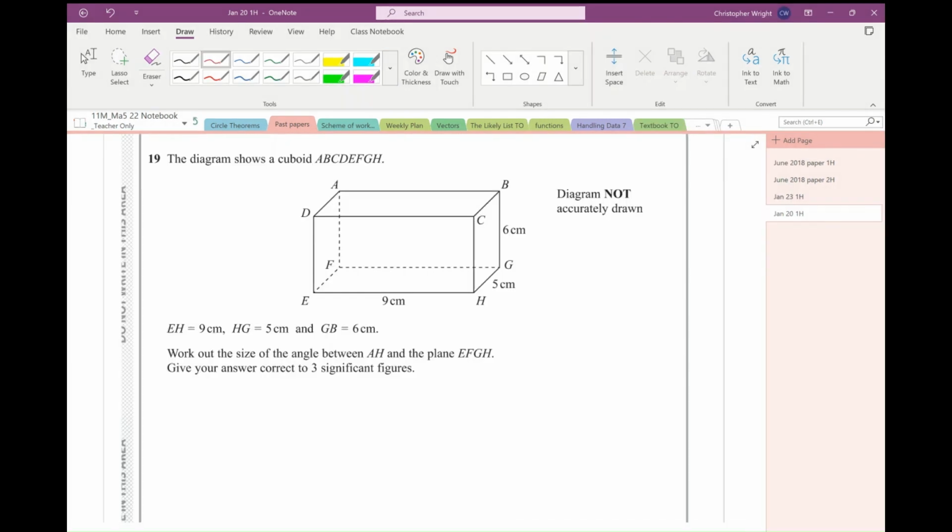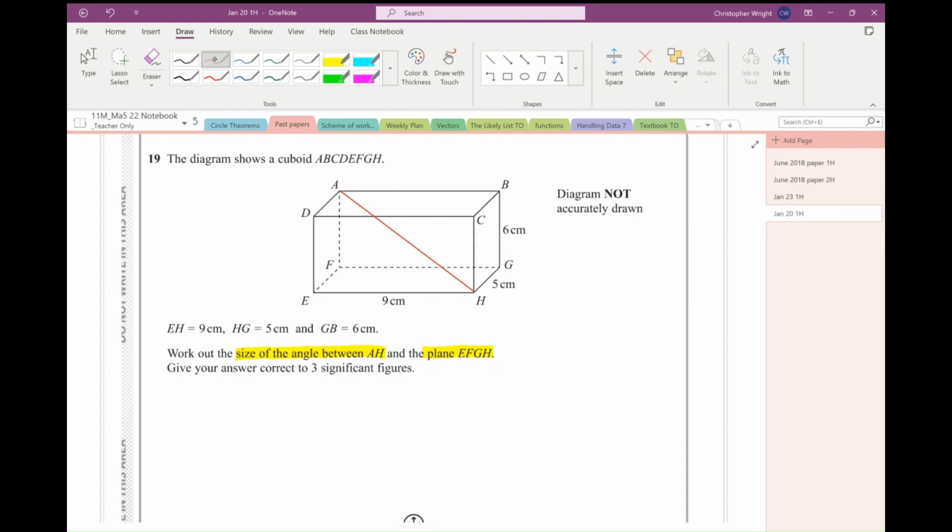Okay, so I've got a cuboid here, and I've got to work out the size of the angle between AH and the plane EFGH. So I'm going to start by drawing AH. I've got to find the size of the angle between that red line and the plane EFGH. That's the bottom of the shape, isn't it?